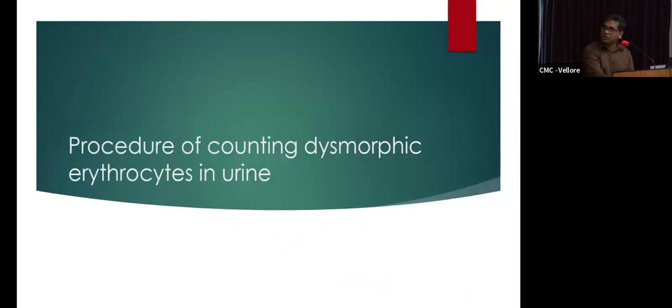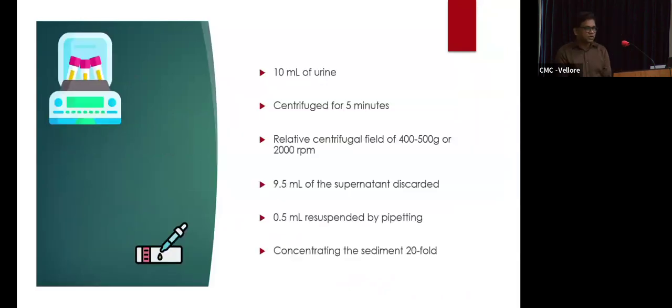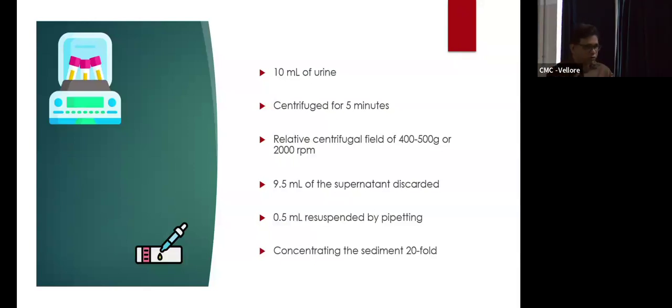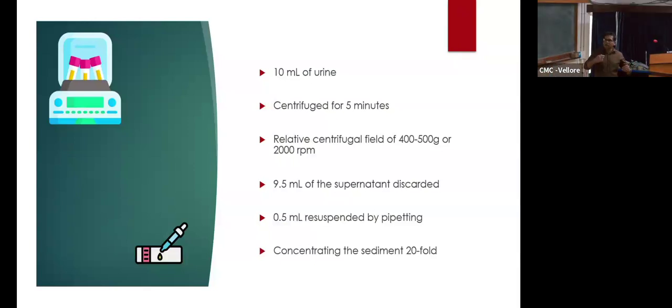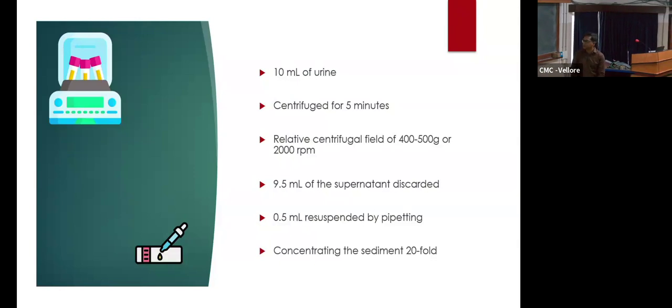So how do we proceed for counting dysmorphic RBCs? We have to get at least 10 ml of urine, and that should be centrifuged. The centrifugation will be around 500 g. Gravitational force depends on the distance of the tube from the center of the centrifuge, or you can rotate it at 2000 rotations per minute. Then 9.5 ml of the supernatant you have to discard by pipette only, and the 0.5 ml sediment you use for the examination. You put a single drop of the sediment on the slide, and this increases your yield.